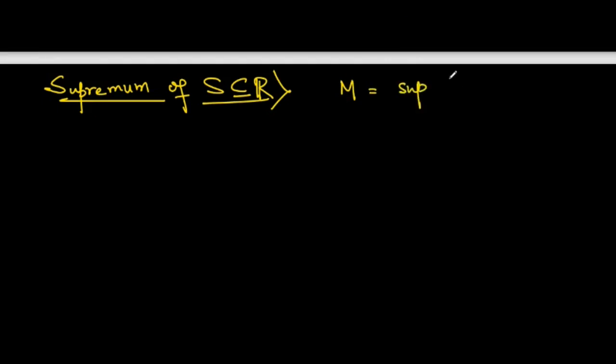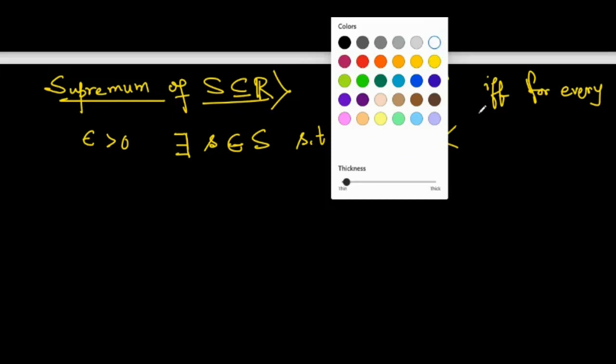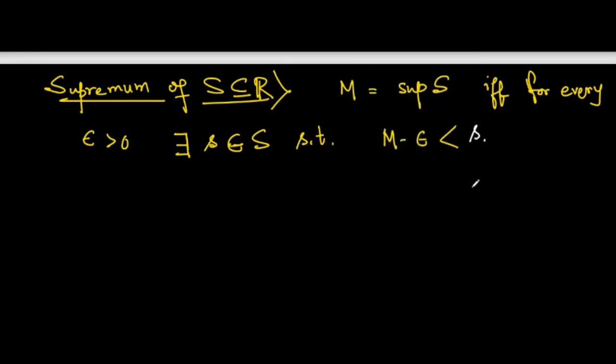Supremum. So whenever we write a subset of R, just assume that it is non-empty, otherwise there's no point. So the supremum of a subset S of R: M is the supremum of S if and only if for every epsilon greater than 0 there exists an s in S such that M minus epsilon is strictly less than s. So this is the hardcore mathematical definition. So what does it actually mean?